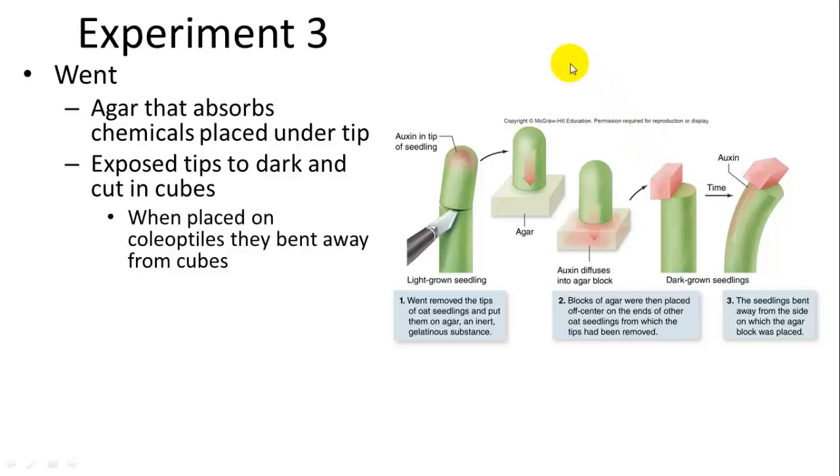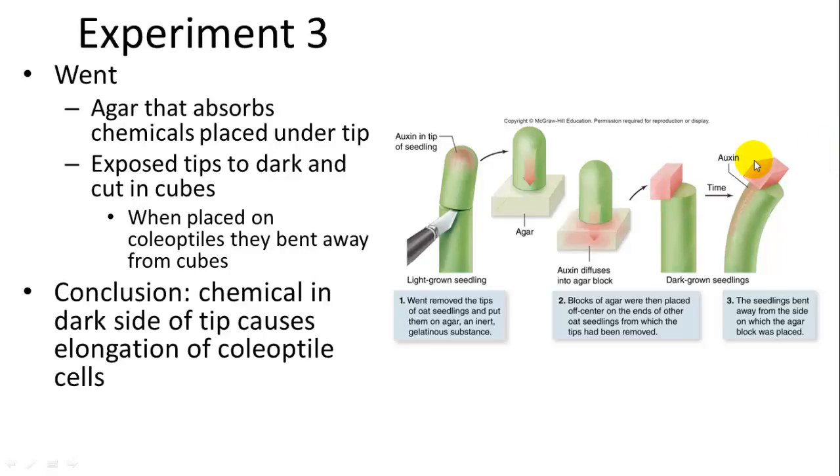And then when placed on the coleoptiles, so here is this tip, he cut it off and put it on this agar so it could absorb whatever was in it. And then he cut the agar into different tips and put them on coleoptiles that had their tips removed. And so when it was put on there, it bent away. So the conclusion was the chemical on the dark side of the tip caused the elongation of the coleoptile.